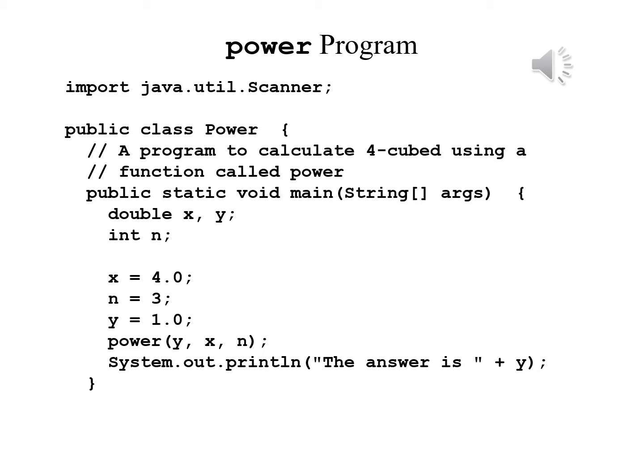Double x, y, because x and y both will be doubles, int n. We're working with an integer exponent, so let's write it that way. x equals 4.0, n equals 3, y equals 1.0. Power, and afterwards in parentheses, x comma y comma n. And lastly, we will write System.out.println, the answer is y. And then we write a close brace for the method.